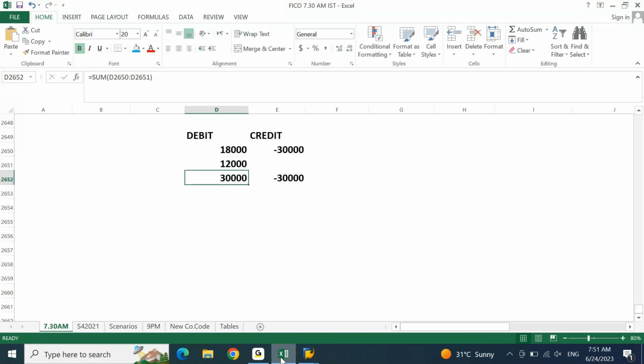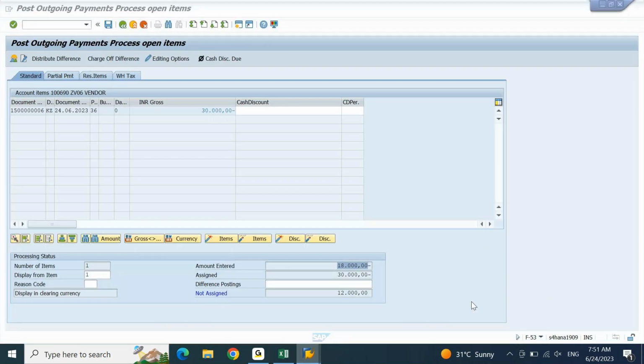Now, is it matching? Sir, is this a positive number or a negative number? What is this number? Positive. What are you getting here? Positive 12,000, negative 12,000.